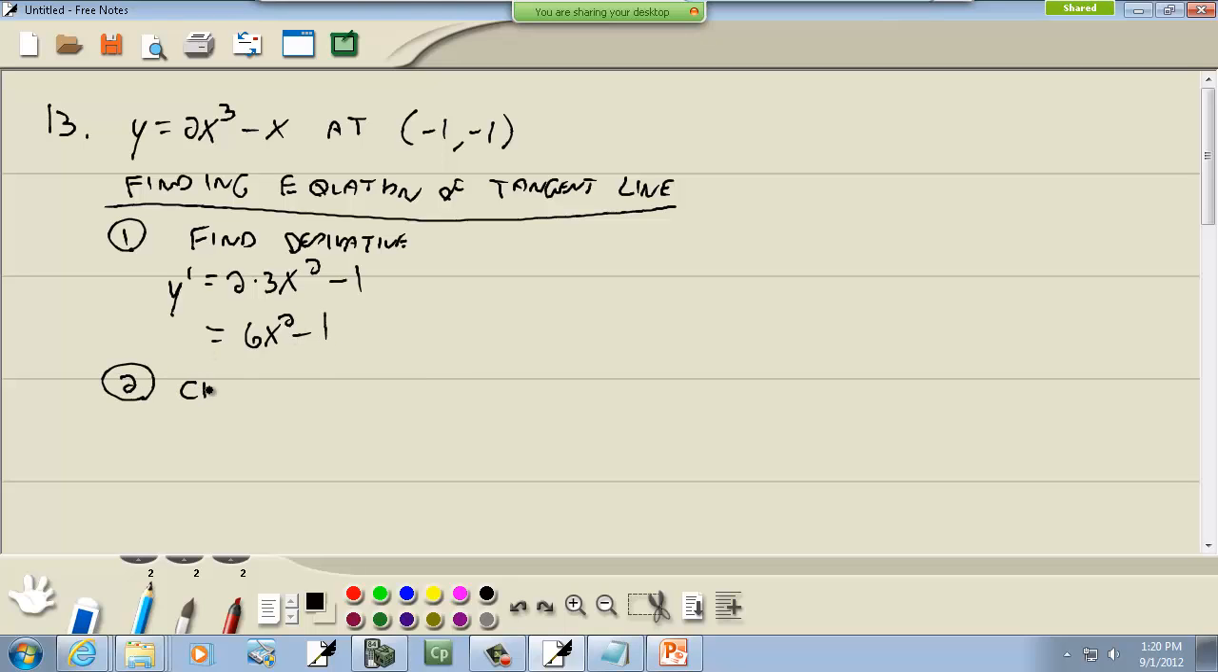Step 2. Change our notation, in this case y prime, to m. Plug in the x part of the given point, and simplify.